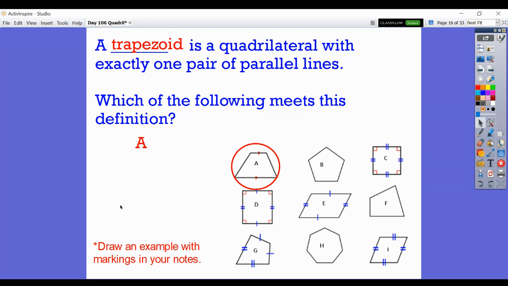Draw an example. Draw a different example. There's one example for you. You could draw it. Basically, you could just do the same thing. You just turn it upside down and draw it. And here are my pair of parallel sides right here. Okay?